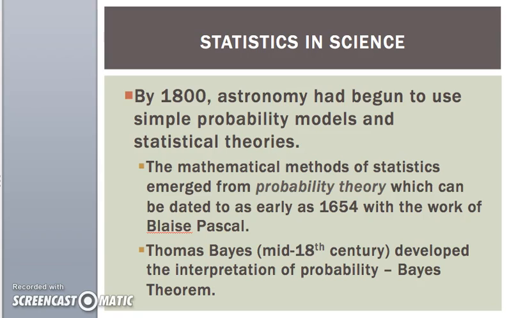By 1800, the field of astronomy had begun to use simple probability models and statistical theories. You know, in astronomy, you can't actually go out and measure things, and you have to make guesses about where things are going to be at certain times. And so they started using, Blaise Pascal had started his work in probability theory back in the mid-1600s. And so these mathematical methods of statistics sort of emerged out of that preliminary probability theory.